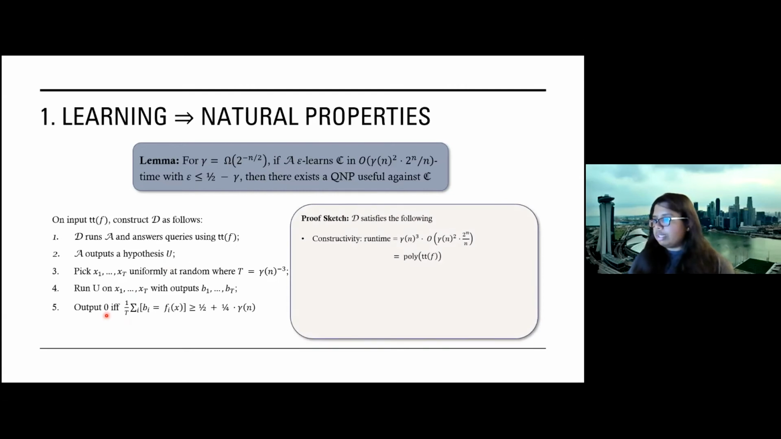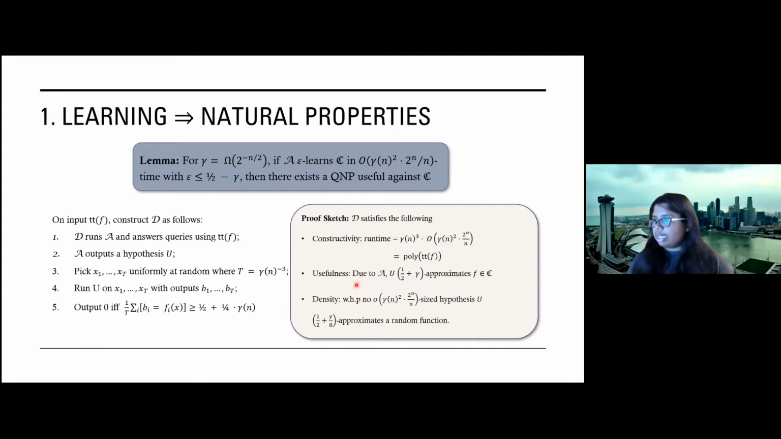The proof sketch, beyond that intuition, just shows that this can run in polynomial time. It's useful because the fact that A can learn all the functions in C means that this is a good approximation. Then by Chernoff bound, with very high probability, this condition will be satisfied.